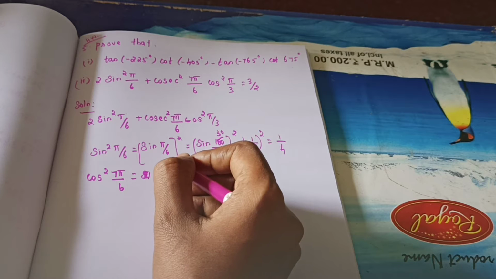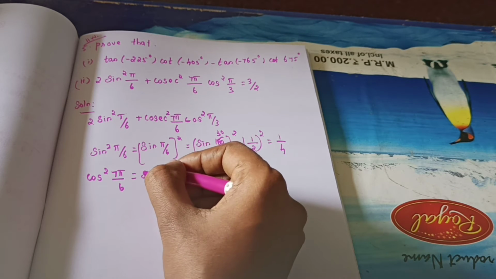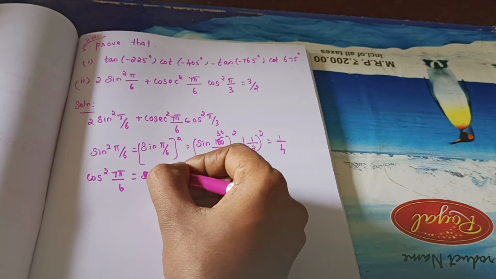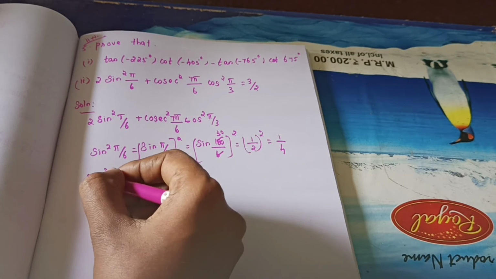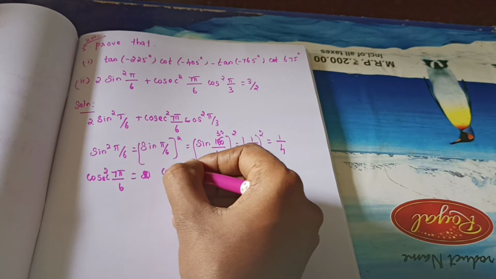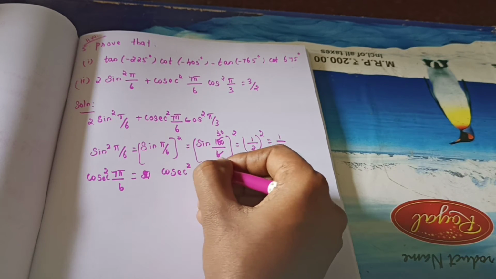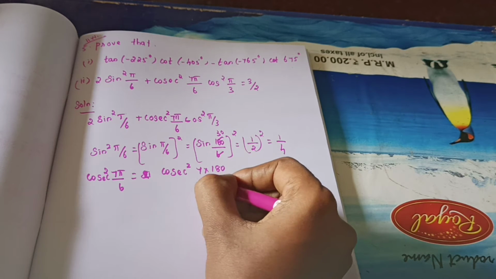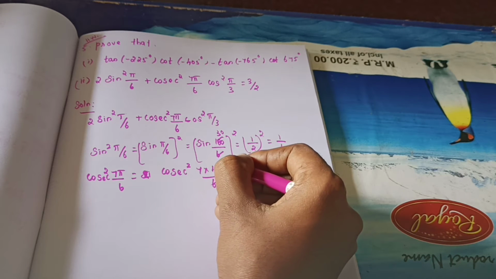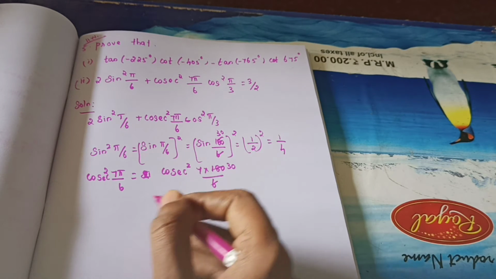Yes. So cosecant square 7 pi by 6. First you can find it. Cosecant square 7 into 180 by 6. So if you cancel, how much you will get? 30. Correct? Okay.